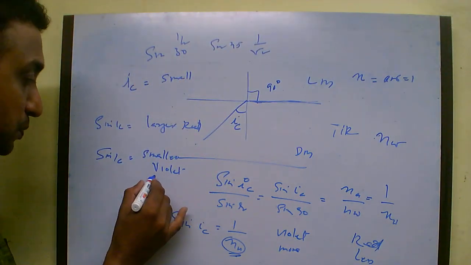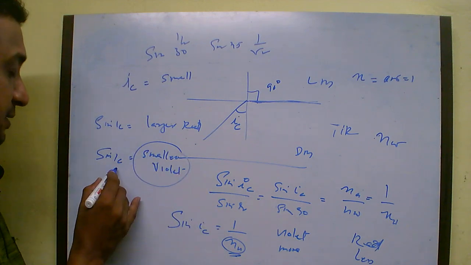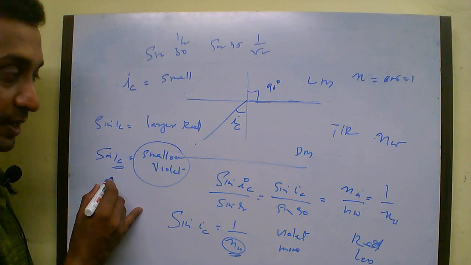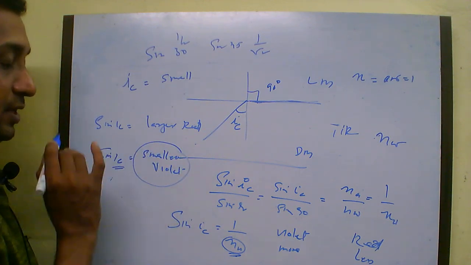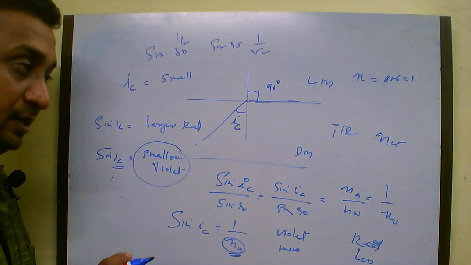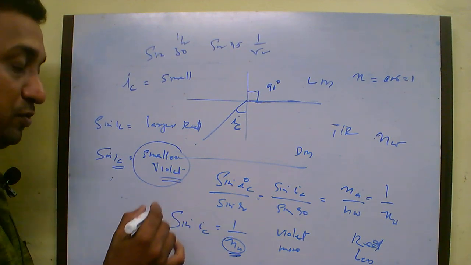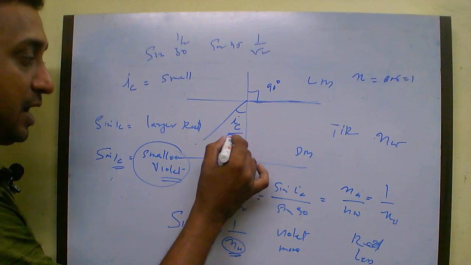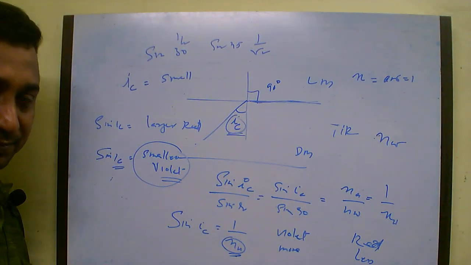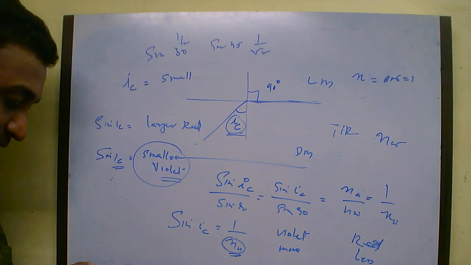So a smaller value for violet means this IC value, the critical angle, is smaller for the violet compared to that for the red. So who is having the smallest critical angle? Violet is having a smaller value for the critical angle, that is the angle of incidence at which the ray grazes the surface, compared to that for the red. Hope you understood this one.